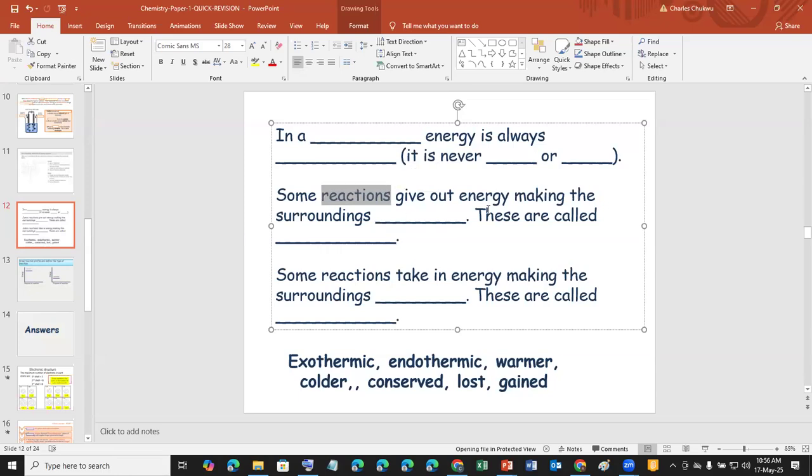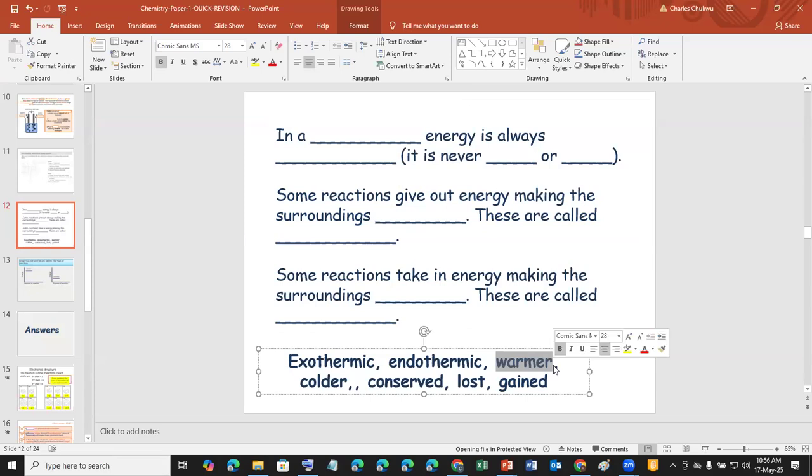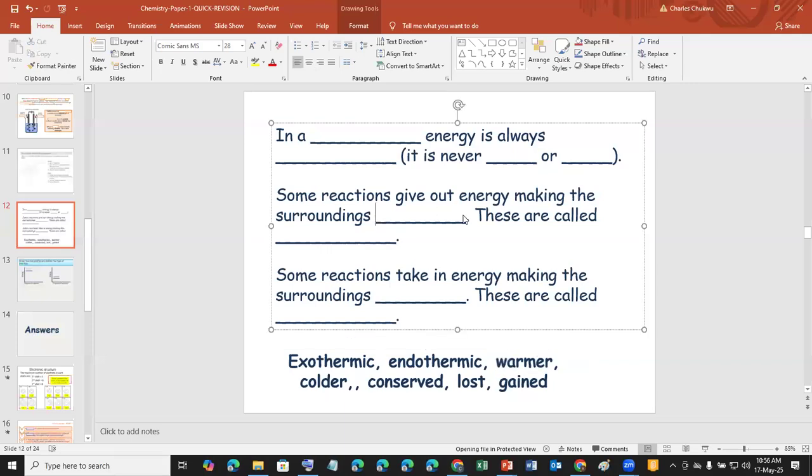It says some reactions give out energy, making the surroundings hot or warmer. If something gives out heat, imagine we're talking about energy now in terms of heat energy. So if a reaction gives out heat energy, just imagine what will happen. It will make the surroundings warmer. So that's the word there, warmer. These are called, remember, out.